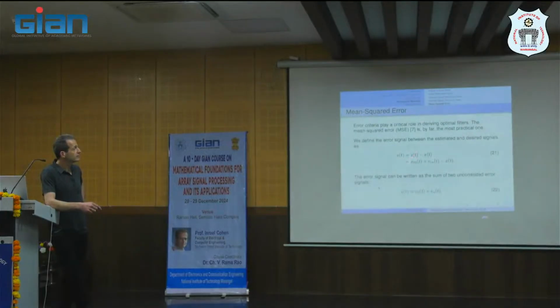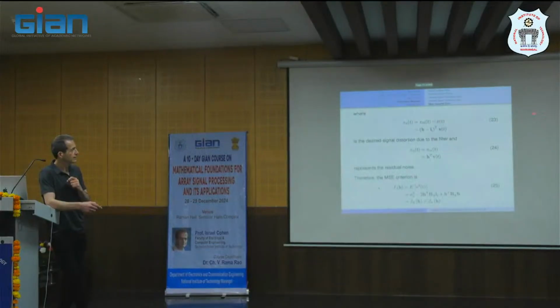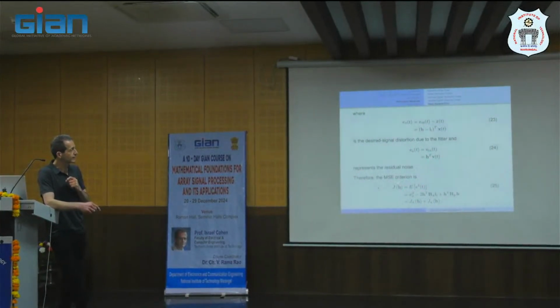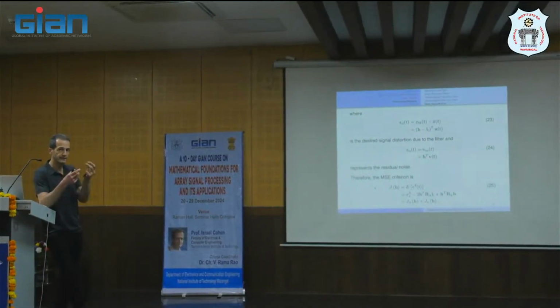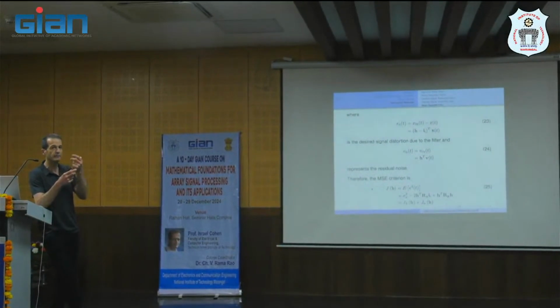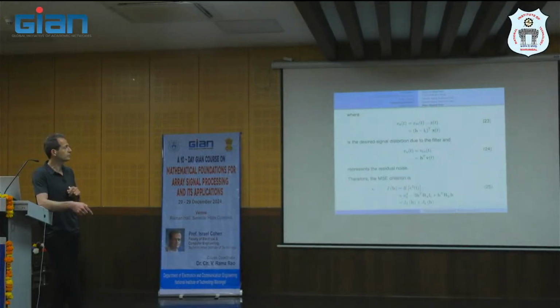Mean squared error means what is the error between the estimate of X and X. So it takes into account 2 components. One is the distortion, and one is the residual noise. So we want to minimize both components. One component is the distortion, which is related to the signal, and one is the residual noise. So the mean squared error takes into account both components. The mean squared error related to the distortion and the mean squared error related to the residual noise. And we can say that we want to minimize both.